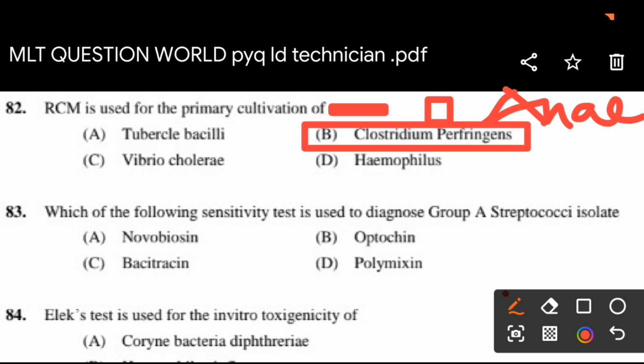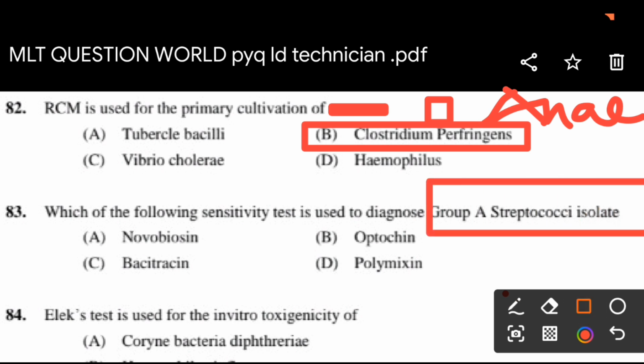Next, which of the following sensitivity test is used to diagnose group A streptococci isolate? Group A streptococci means Streptococcus pyogenes. Options: novobiocin, optochin, bacitracin, polymyxin. The right answer is option C, bacitracin. Bacitracin sensitivity test is used to diagnose group A streptococci or Streptococcus pyogenes.